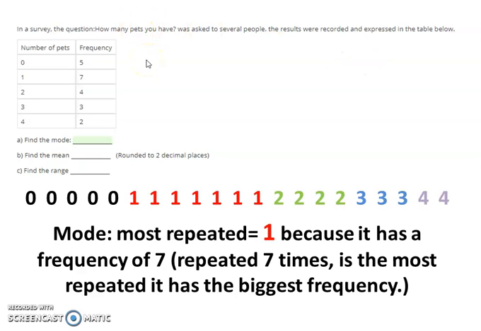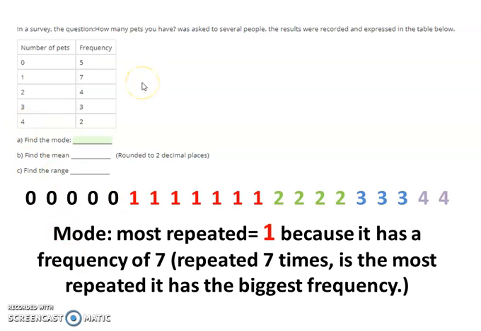The most important thing that you have to know when you're given a table with the frequencies is this. In this survey about the number of pets, a lot of people were interviewed and the results were put in a table. This table means, and this is very important, that the frequency means that 5 people answered 0, 7 people answered 1 pet, 4 people answered 2 pets, 3 people answered 3, and 2 people answered 4.